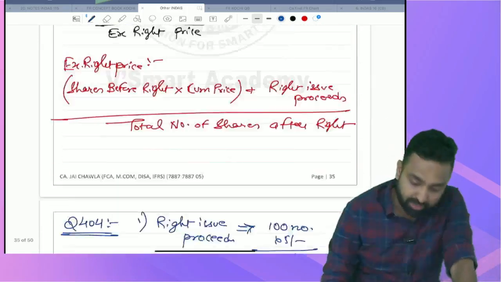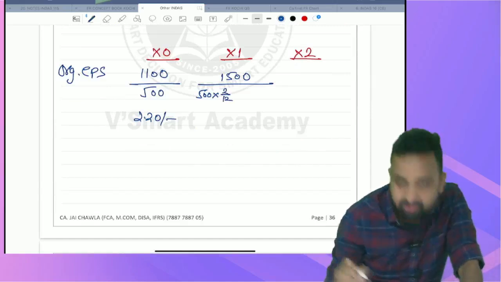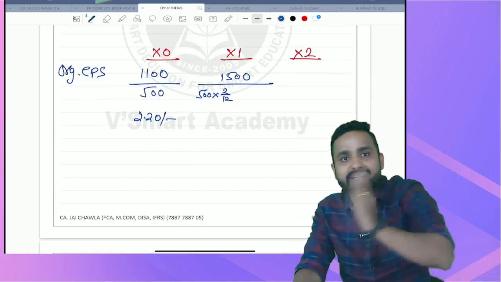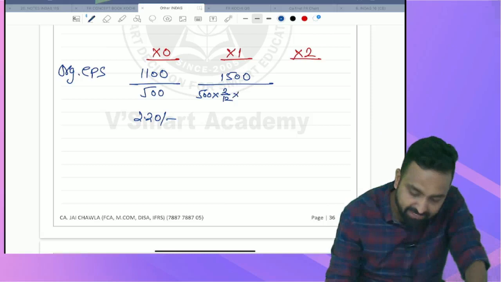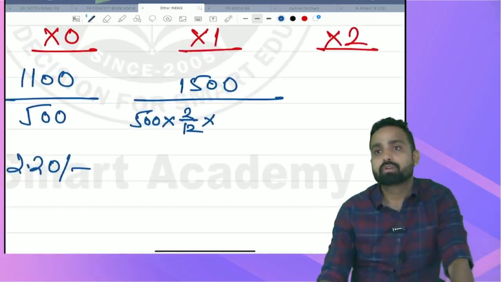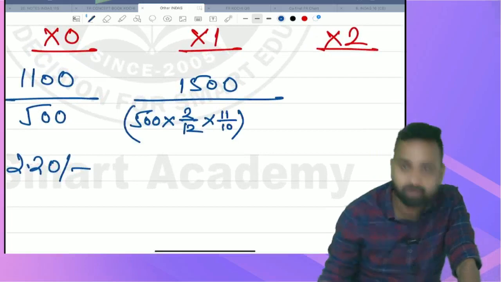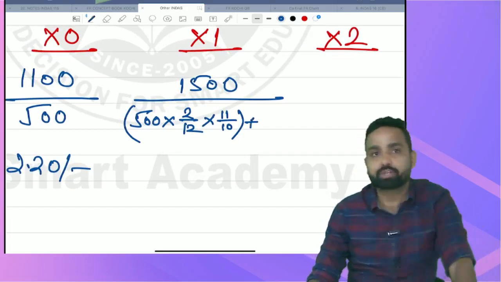First. And what is the beginning of the year? January. So these are outstanding only for 2 months, technically from the beginning to the date of last exercise. January, February. Multiply by the right factor. That is 1.1. Multiply by the right factor, that is 11 upon 10. Plus. Now tell me the number of shares after the rights issue.